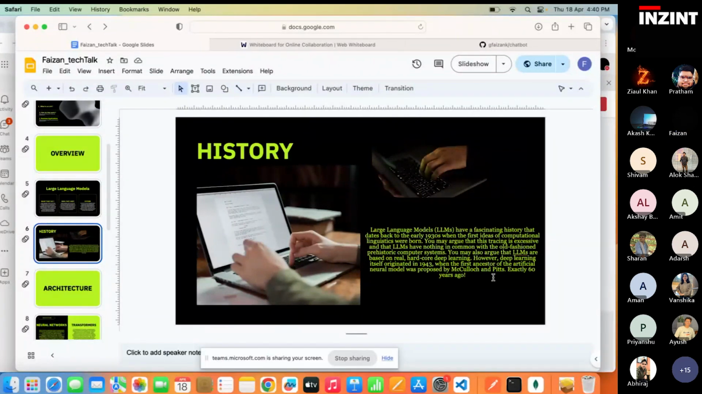This also shows how old these things have been in the field.